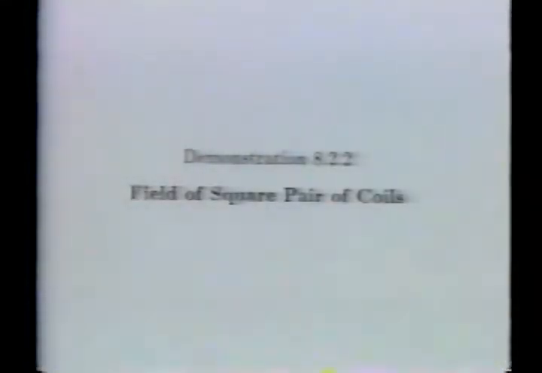The field of a square pair of coils can be found by using the Biot-Savart law. The pair is often called a Helmholtz coil when the windings are connected so that the currents produce axial fields that reinforce. It can then be used to make a relatively uniform field in the mid-region, which is accessible for experiments.